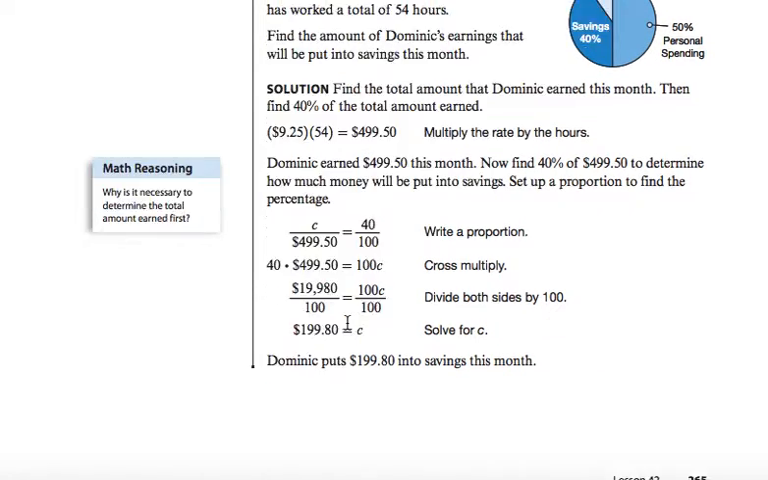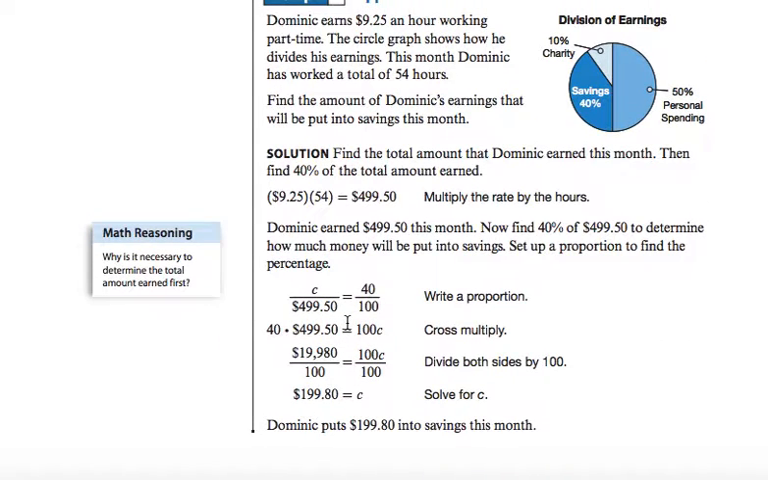Here's how they solved it, writing a proportion. So he put $199.80 in savings. You say 0.1 times $499.50 to find how much is going into charity. You can say 0.5 times $499.50 to see how much he's putting into his personal spending. The question asked us how much he is putting into his savings each month, so that's why they only solved this portion of the problem.